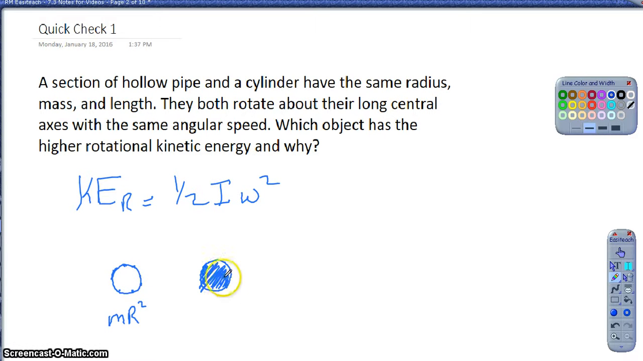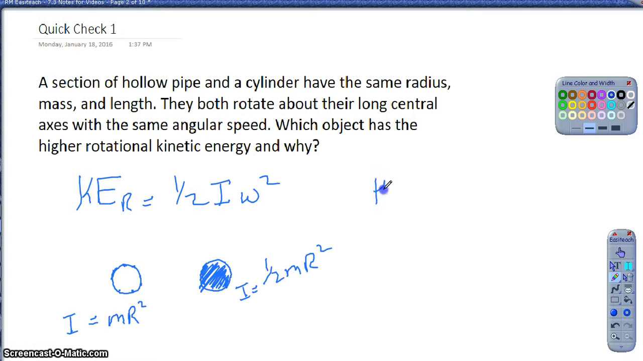Whereas if we go back to section 2, we saw using calculus that the moment of inertia for a cylinder or for a disk like this is 1/2 mr squared. So since they have the same mass and the same radius, the moment of inertia for the hollow pipe is going to be bigger than the moment of inertia for the solid cylinder. So then if the hollow pipe has a higher moment of inertia but the same angular velocity, then obviously the kinetic energy is going to be higher for the hollow pipe.